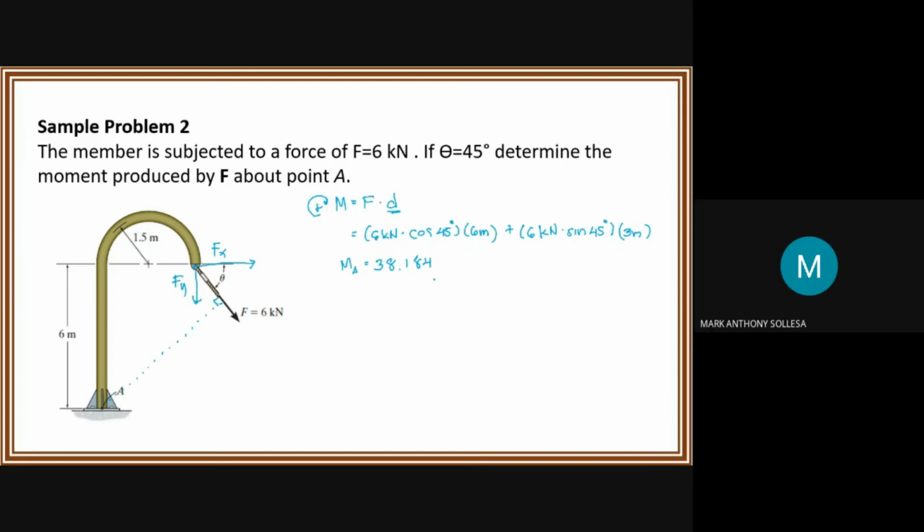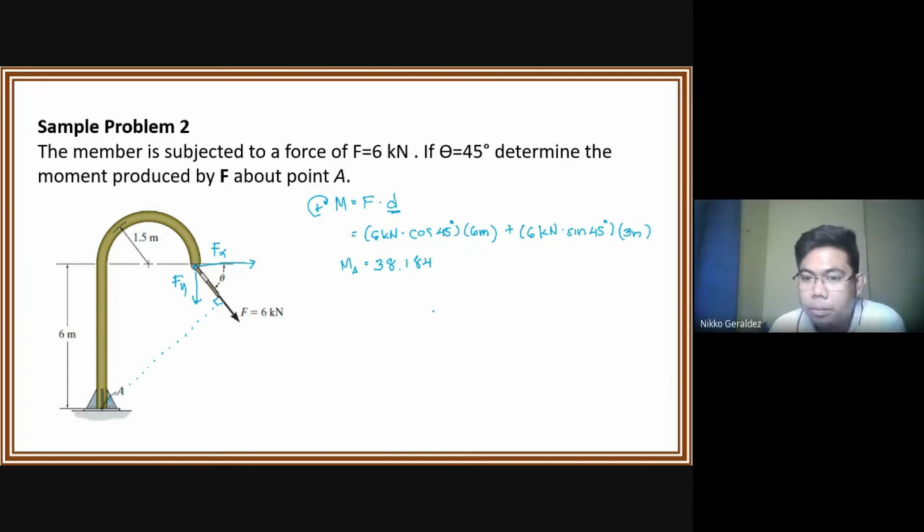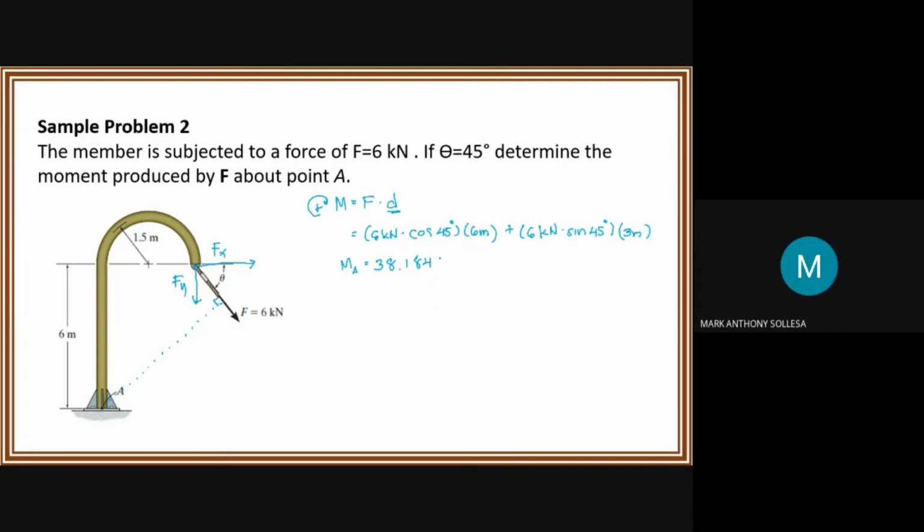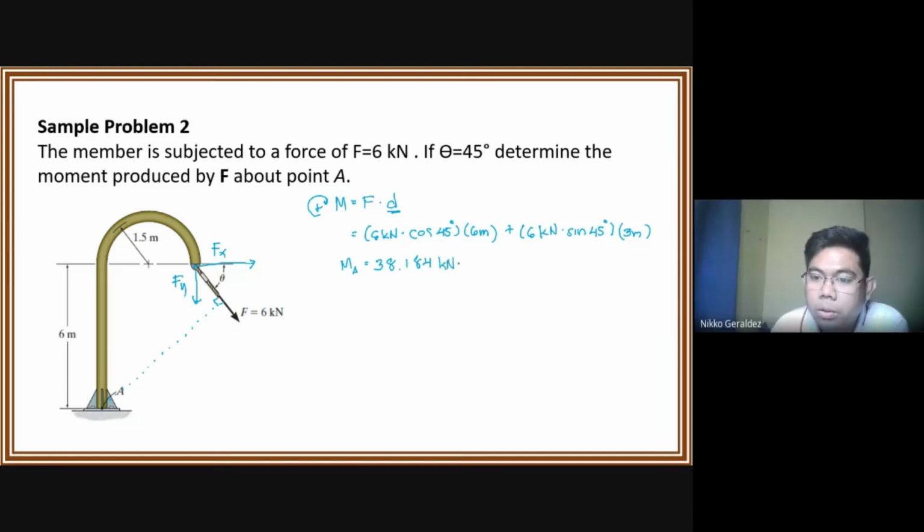Kilonewton meter pala, sir. Very good. So, that is kilonewton meter. So, that is the moment at point A. So, positive. So, meaning, the moment at point A is a clockwise moment. Okay. Next.